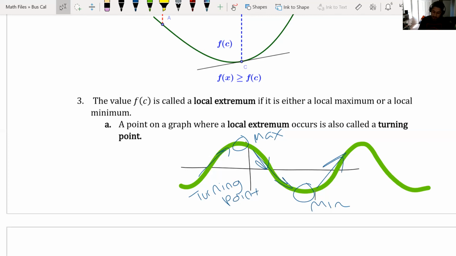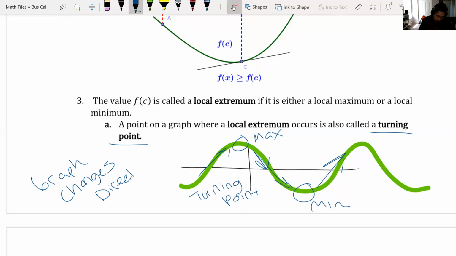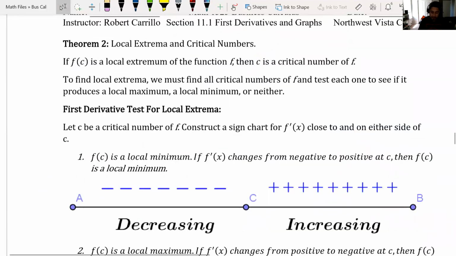All right. Turning point means to change direction, right? The graph changes direction, or the graph goes from increase to decrease, decrease to increase. I think we'll see that on the next page. Yep, here's our sign chart.